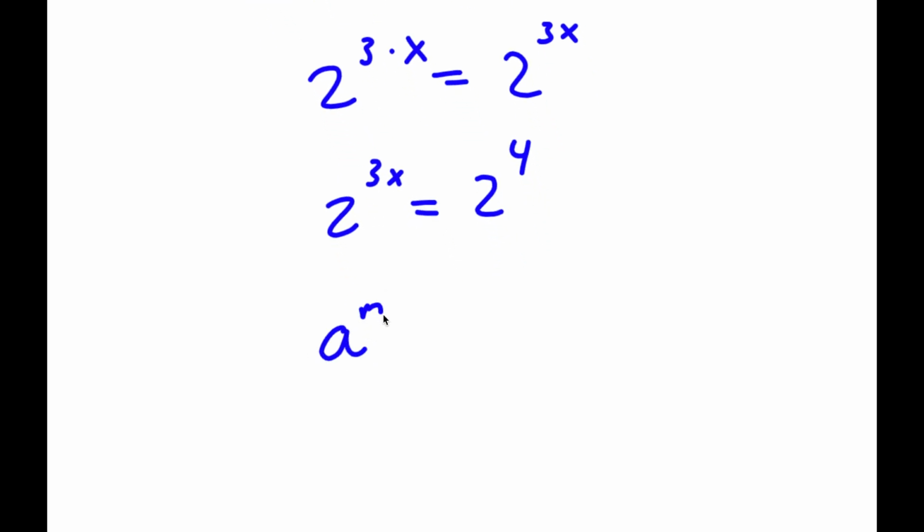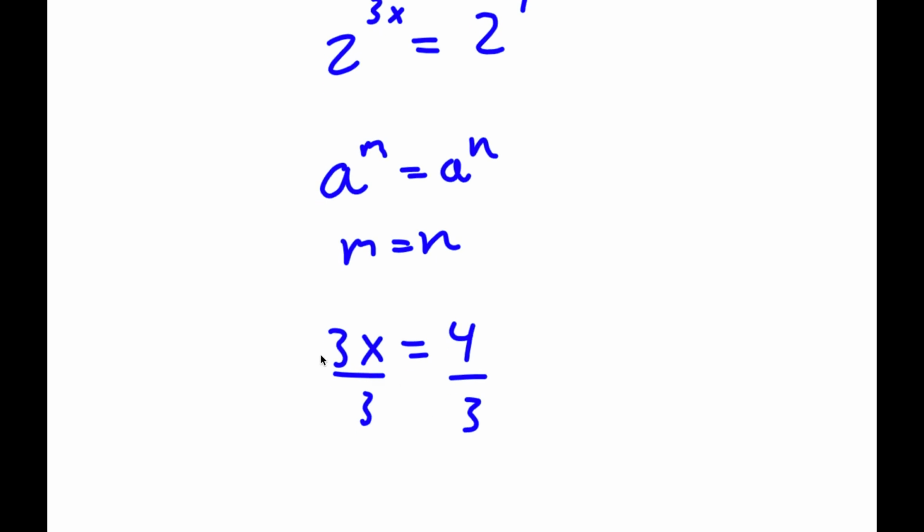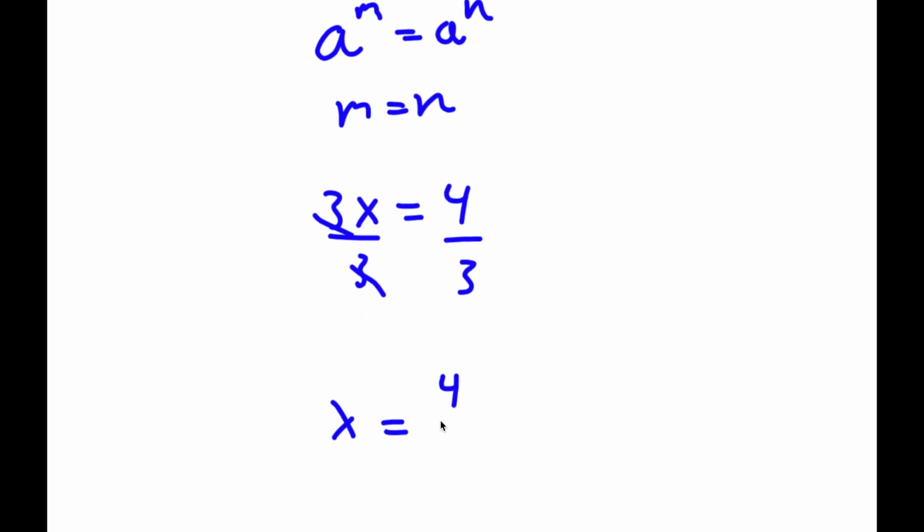Now, if I have something in the form a to the power of m is equal to a to the power of n, this means that m is equal to n. So in this case, 3x is equal to 4. If I divide both sides by 3, I get x is equal to 4 over 3.